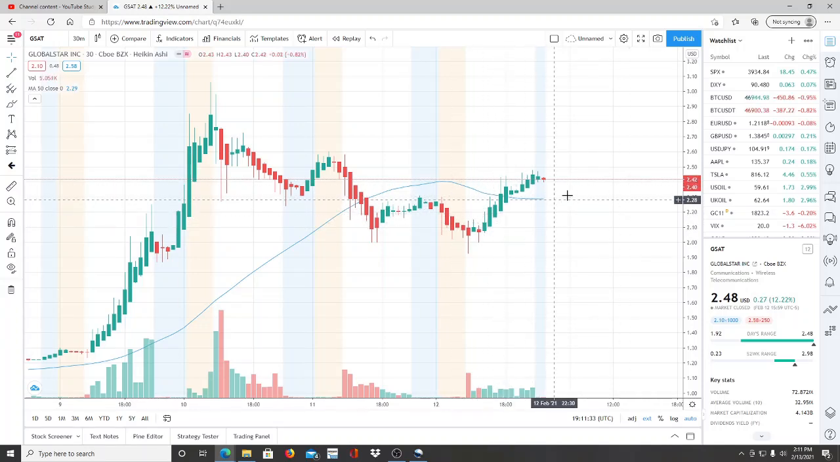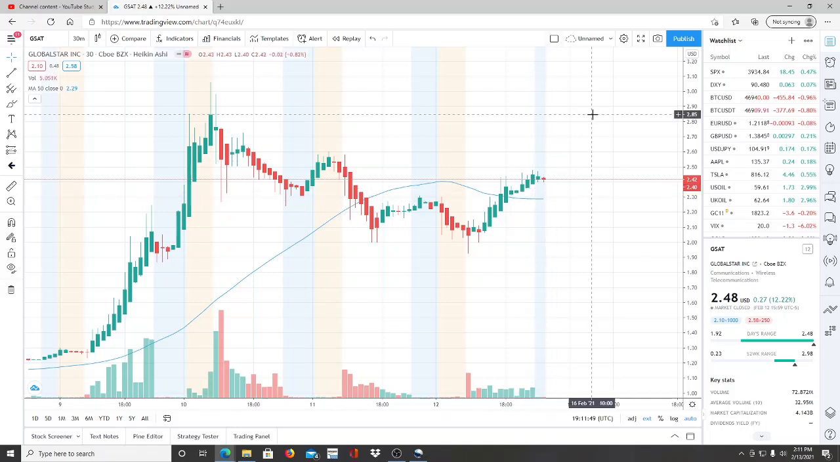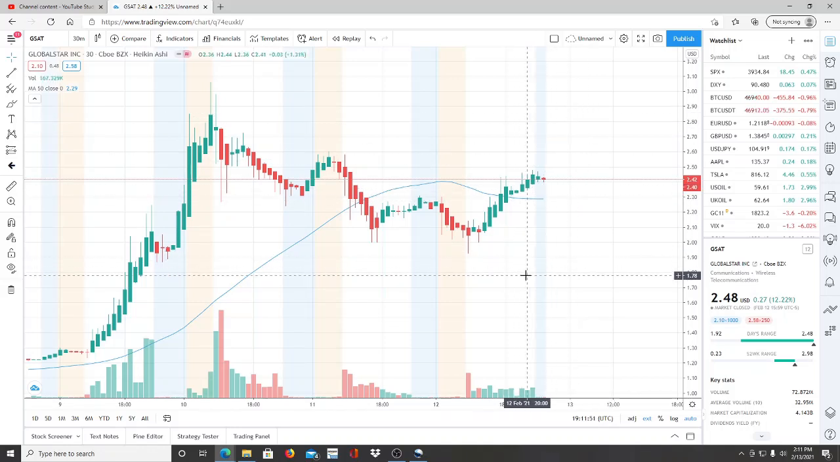Now, our resistance, which is the most important point for the bulls to continue this momentum and reach newer highs, is up here at this point, and that's 2.48. That definitely needs to be broken through by the bulls to continue the momentum, to pull up away from the 50-day moving average to reach newer highs and new resistance levels.